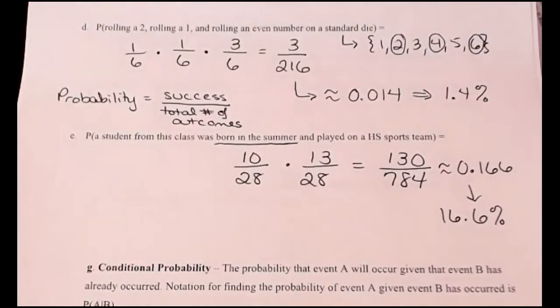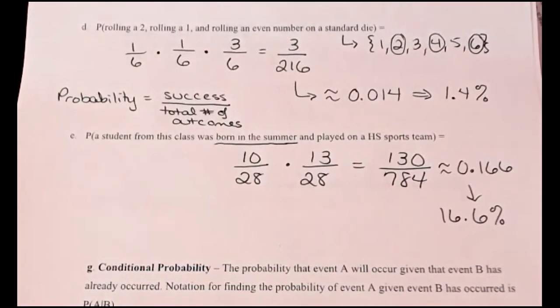I have a question. Yes, go for it. Sorry, you go first. Angelica, you go first. Sorry, my thing accidentally went in the chat and is just doing a bunch of spaces. But how do you know? Because when I read it, a student from the class that was born in the summer and played on a high school sports team, when I read that it would be out of the people who were born in the summer. Yeah, same. Yeah, I totally get that.